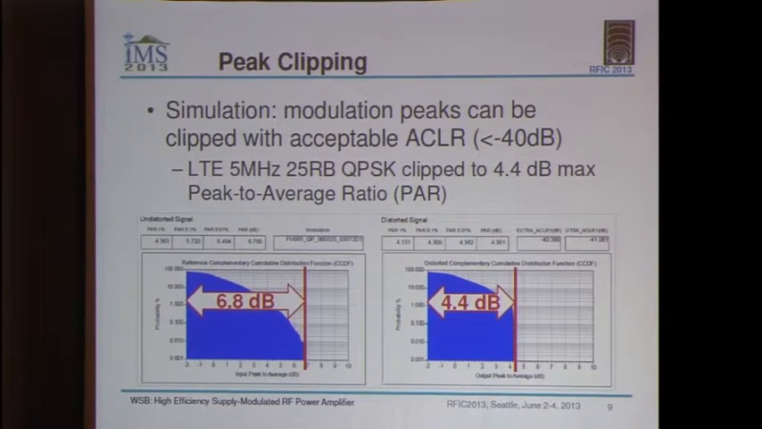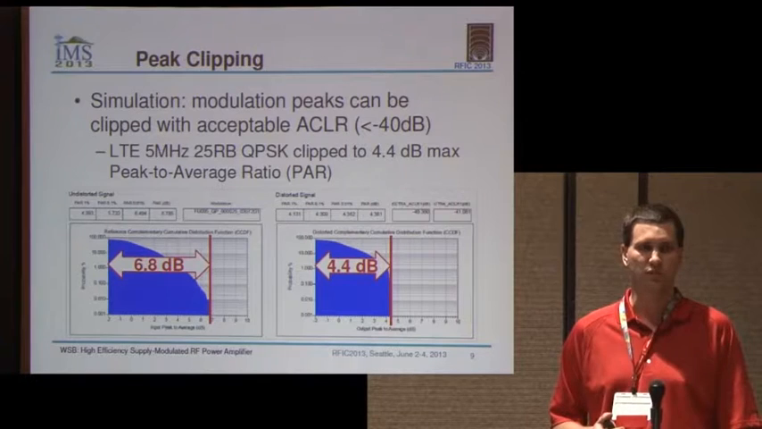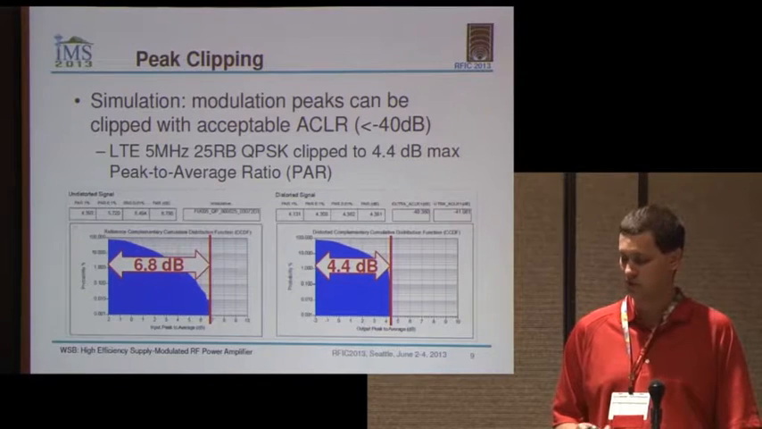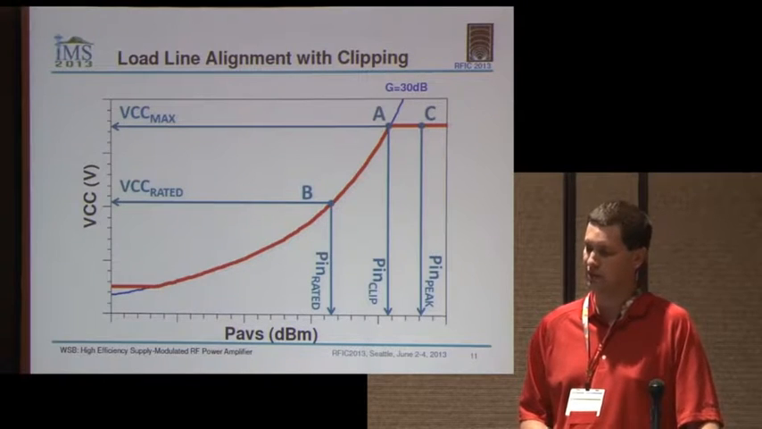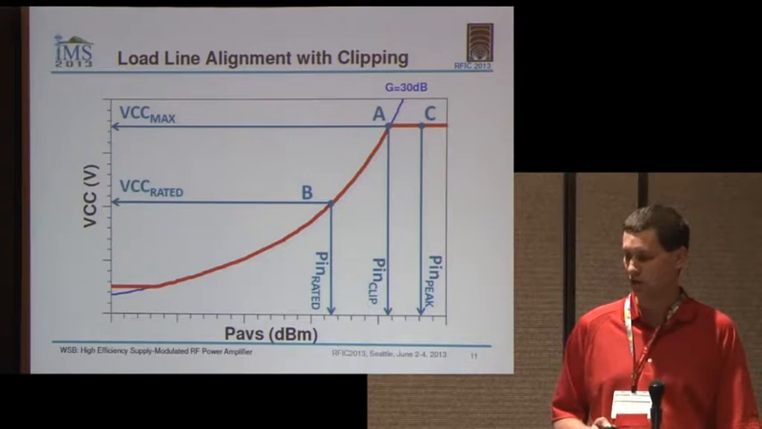So this is what's going into the PA model. And then as we lower the VCC max so that we clip the max VCC, that doesn't necessarily clip the max output power, but it does make us clip gain. We can see that we can clip that peak to average ratio down to about 4.4 dB and still end up with ACLR results that are better than minus 40 dB, which is usually considered quite linear for the handset PAs. So we can take advantage of that clip peak to average ratio and align our point B here closer to point A on the curve.